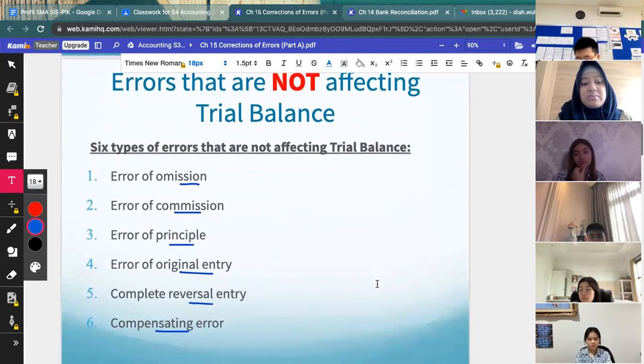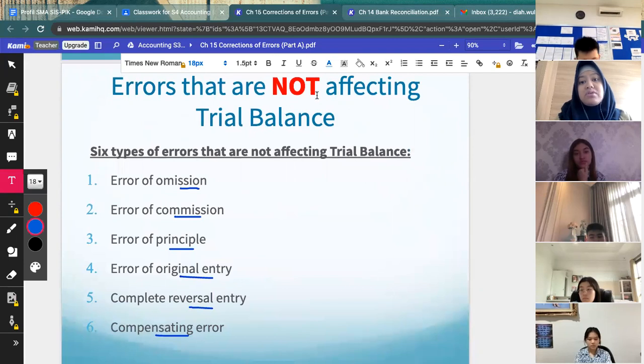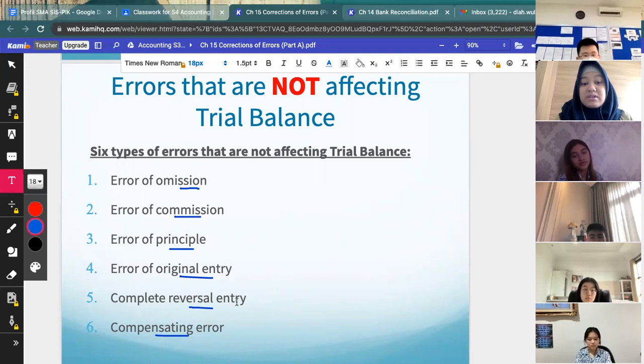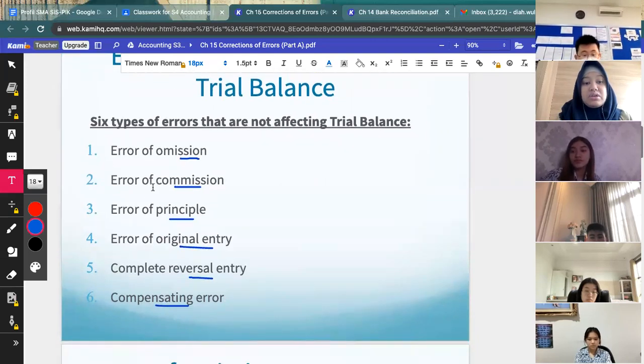Now, let's talk about the types of errors that are not affecting trial balance. We have 6 of them. The first one is error of omission. The second one is error of commission. Yeah, please be careful. The names are almost the same, similar, but they are completely different. Number 3, error of principle. 4, error of original entry. 5, complete reversal entry. And number 6 is compensating error. Okay, we continue to discuss number 1.